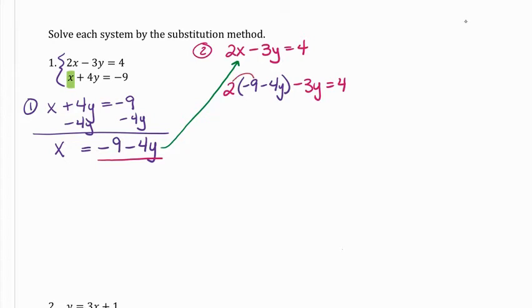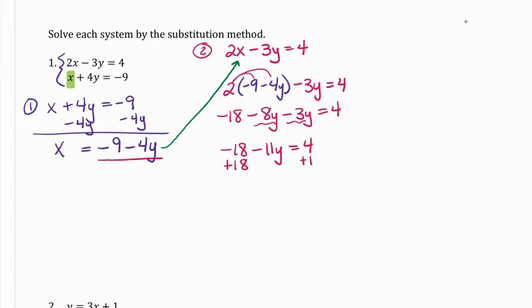So 2 times -9 gives us -18. And 2 times -4 would be -8y. And then minus 3y equals 4. I've got some like terms I can combine here, right? So then we get -18. -8 and -3 would make -11y equals 4. I'm going to add the 18 to the other side. And we get -11y equals 4 plus 18, which is 22. Divide by -11. And we get y equals -2.